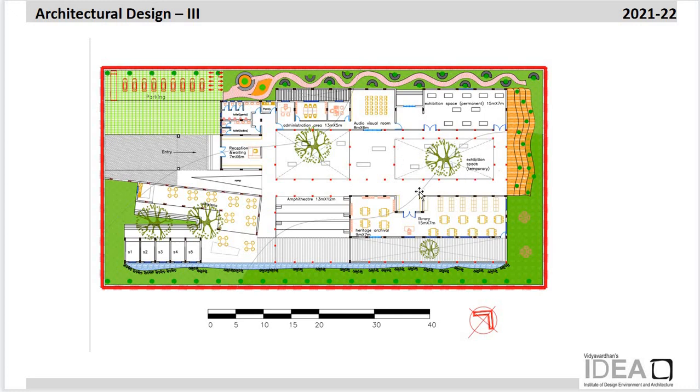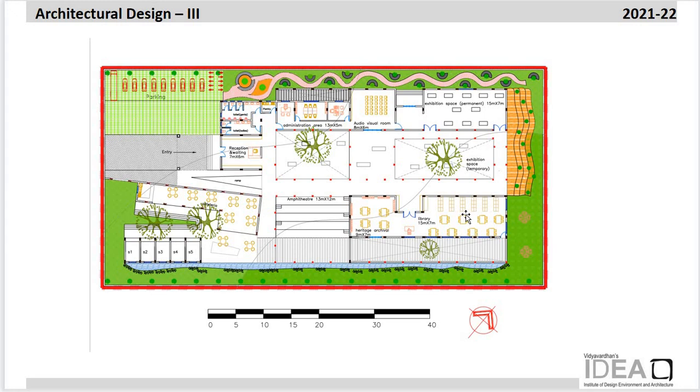This is the circulation path of the nature interpretation center. After the audiovisual room there is an exhibition space and there is a passage. Through this passage we can go outside into the landscape area and we can sit here. These are the desks. After the permanent exhibition space we can enter the temporary exhibition space, which is in flowing form. There is another outer sitting area.